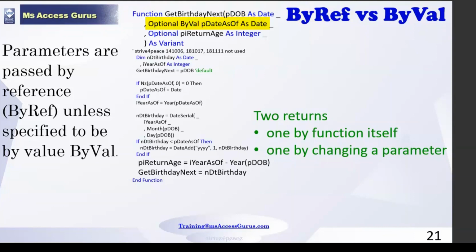And then here's an optional parameter, ByVal, with a specific date as of, like if you're doing a tournament, you want to make sure everybody's at least 16 by the time the tournament starts. You can use this to figure it out. And now this other optional parameter, it's going to actually return the age, but it's not going to do it as the return of the function. It's going to do it because it's going to modify the pReturnAge variable in the code. And then after you call this function, then whatever you sent for that placeholder, you can test it and that'll be the years old.